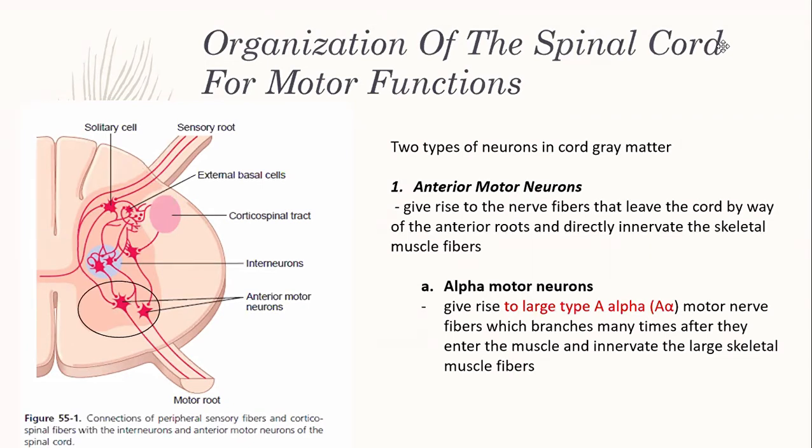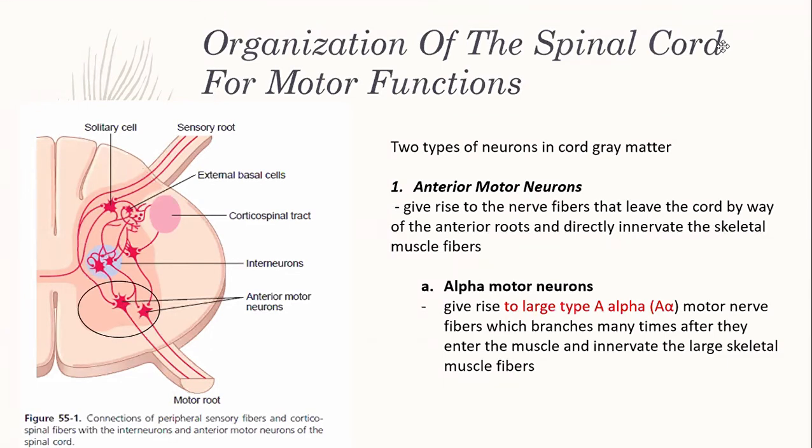It gives rise to large type A alpha motor nerve fibers, which branch many times after they enter the muscle. So it will innervate a large skeletal muscle fiber, but individually stimulating muscle fibers. So each motor neuron with its muscle fibers is called a motor unit. One single large type A alpha motor nerve will stimulate several muscle fibers. We call it a motor unit.